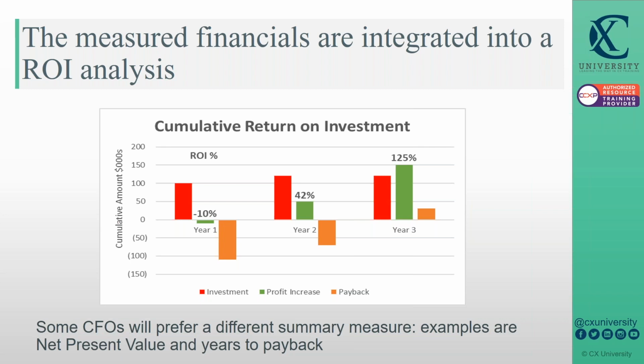Now that said, return on investment is one measure. Some CFOs would prefer different summary measures. Examples are net present value or years to payback, and the orange bars are actually showing the payback. The first year you're very negative. By the second year, you're closing the gap, and by the third year you have more than paid back the investment in that. So you're going to be summarizing your business case in a way like this to initially get approval and afterwards show that you really delivered.